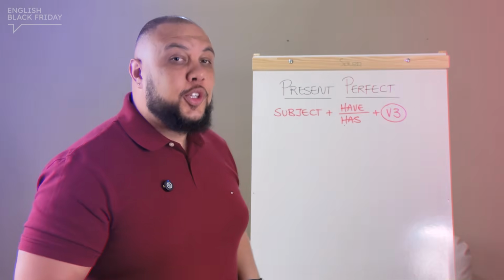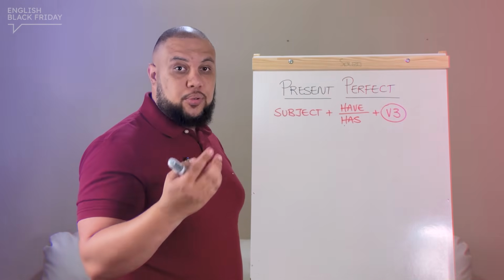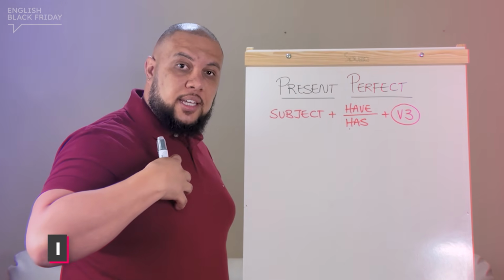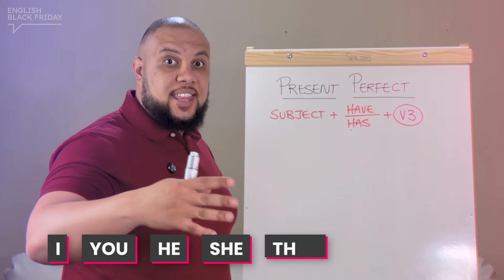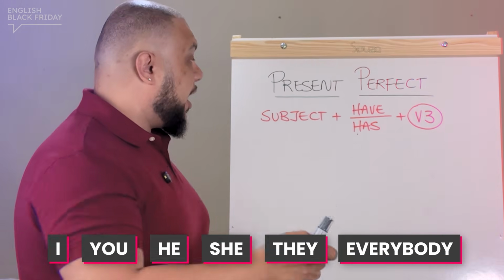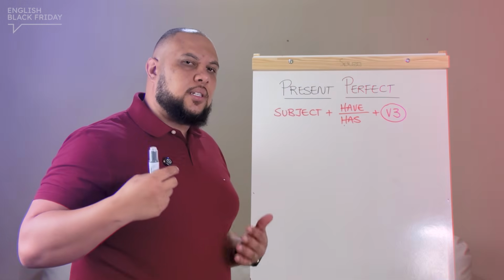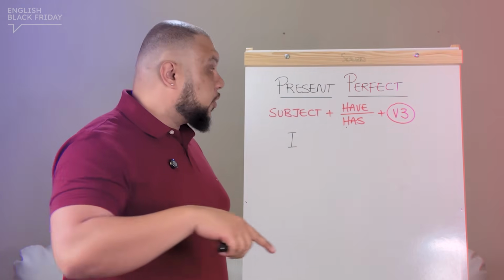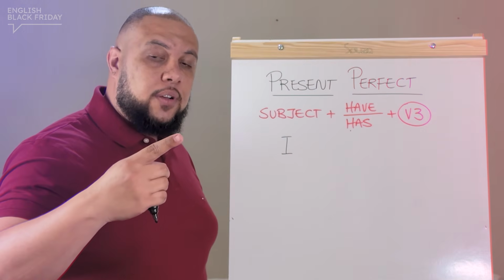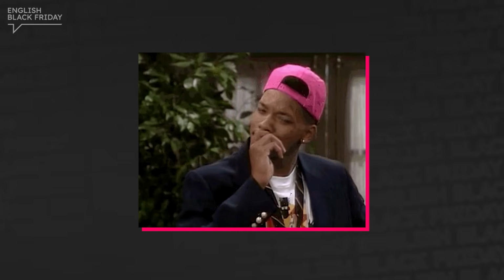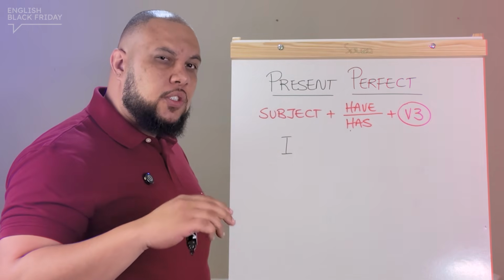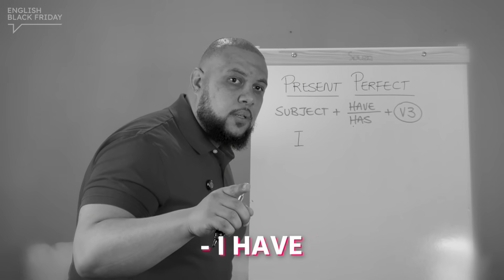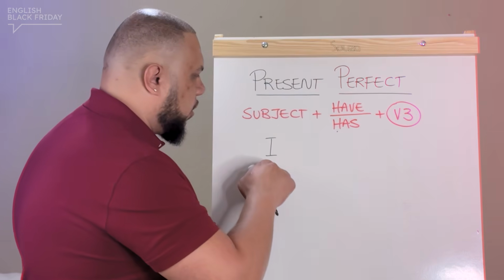Well, so the first thing you need to know is the structure of the present perfect. Look, here's the subject. The subject is the person: I, you, he, she, they, everybody. So let's say that the subject is I, okay? And then we have the auxiliary verb that we're going to use for present perfect: have or has. But my subject is I. So should I say I have or I has? I have. Very good.